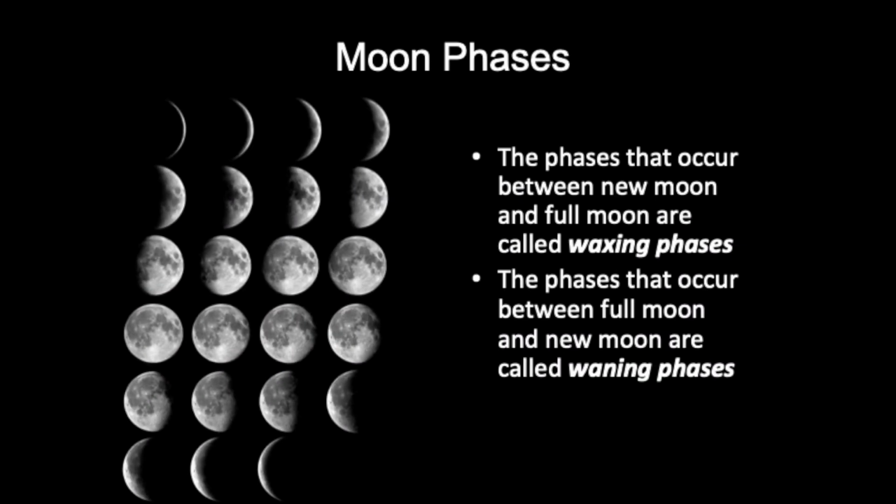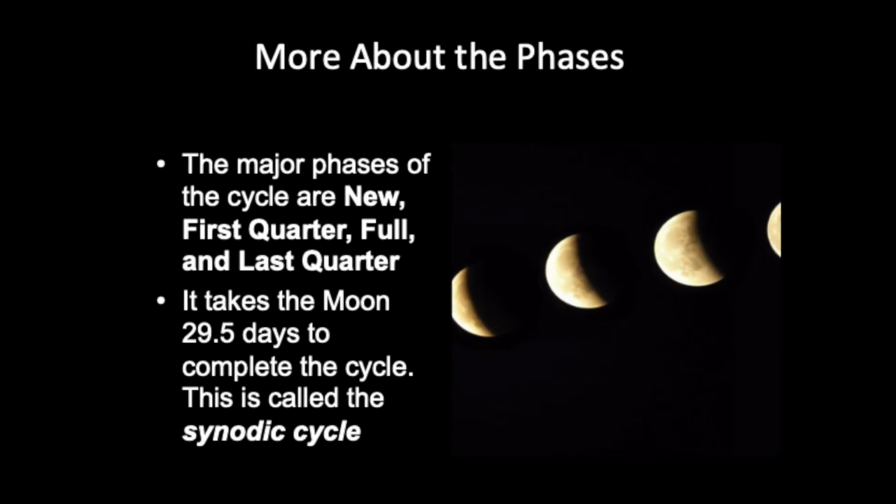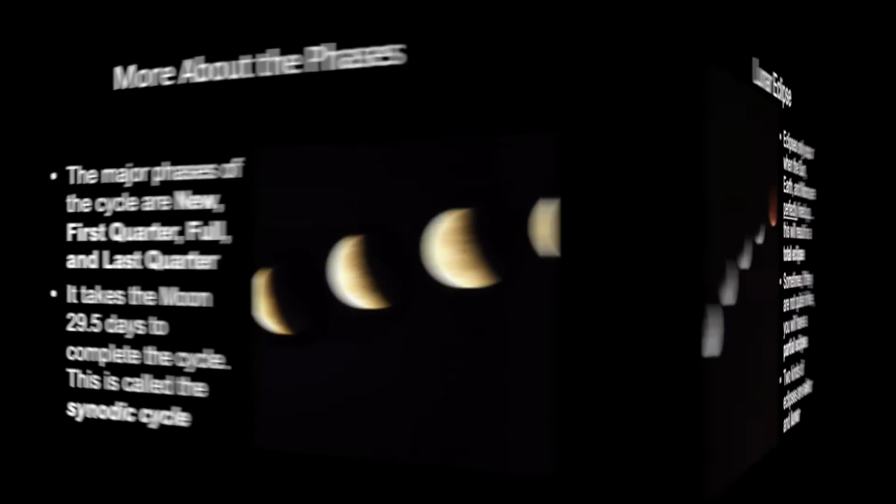The phases that occur between the new moon and the full moon are called waxing phases, whereas the phases that occur between the full moon and the new moon are called waning phases. The major phases of the cycle are known as the new, the first quarter, the full, and the last quarter. It takes the moon 29.5 days to complete the entire cycle.